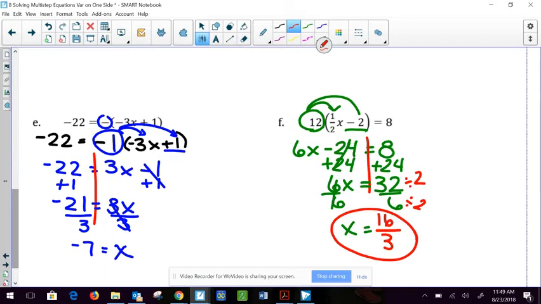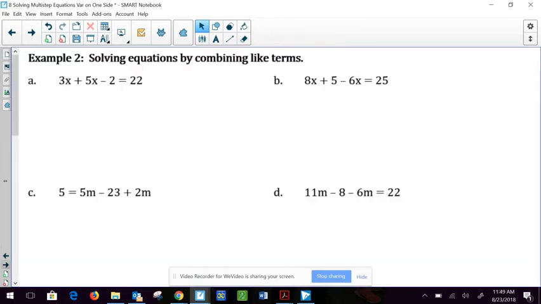Great job. Now we're going to flip to the other side of the notes. These ones all had to do with distribution. The other type of notes that we're going to be working with are the ones where we have to combine like terms on the same side of the equation. So if we look at my first example, here's my fence that I'm drawing. I need to look on the different sides of the fence to see if I have any terms that are the same. They're like terms.